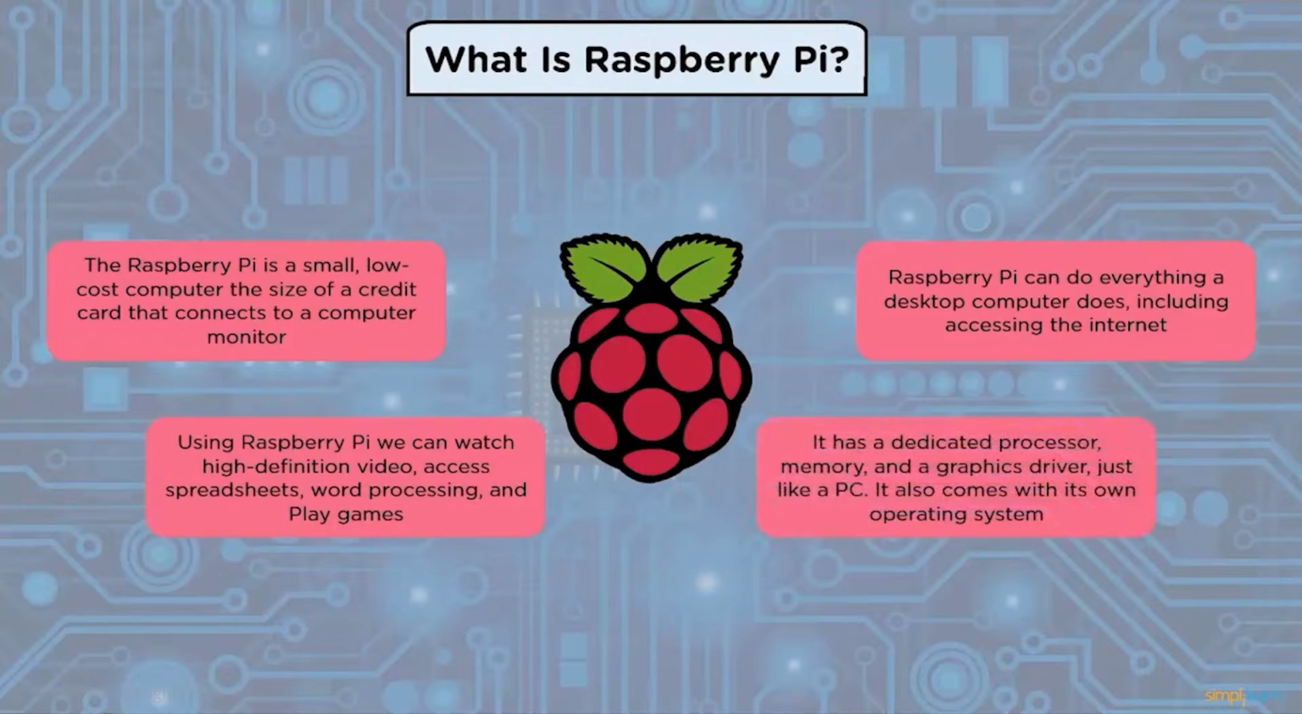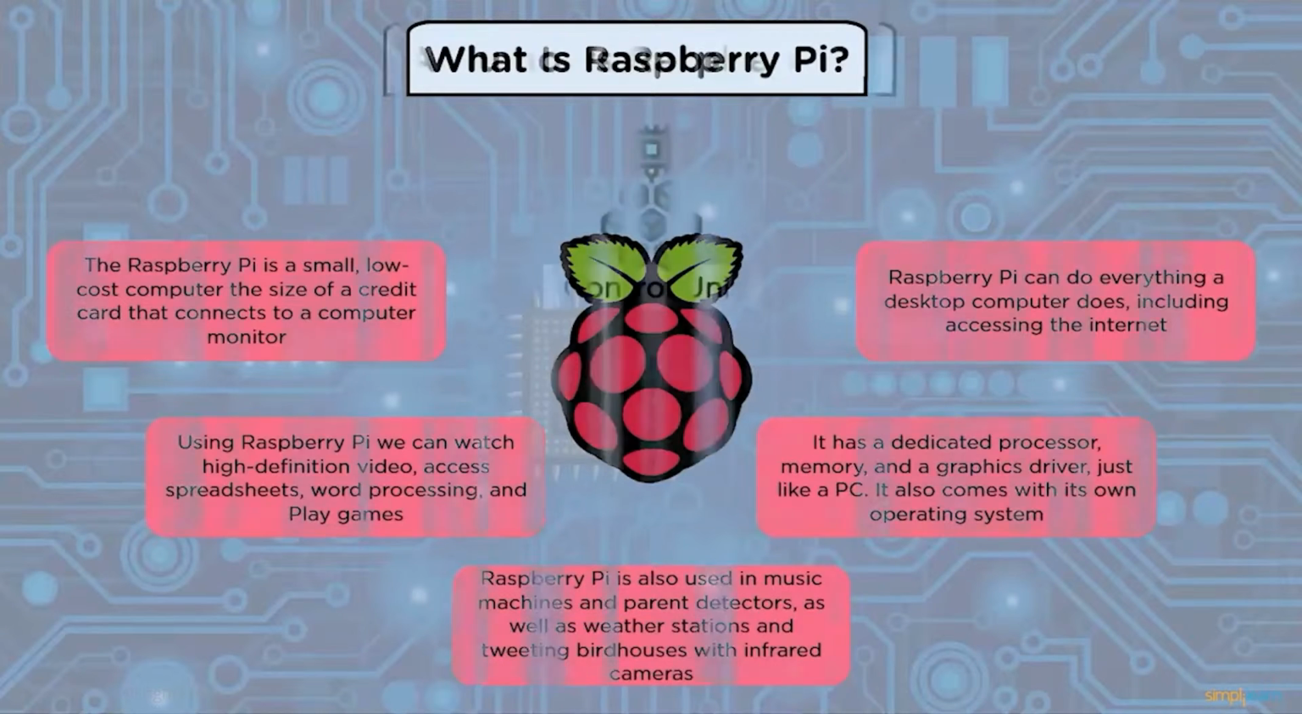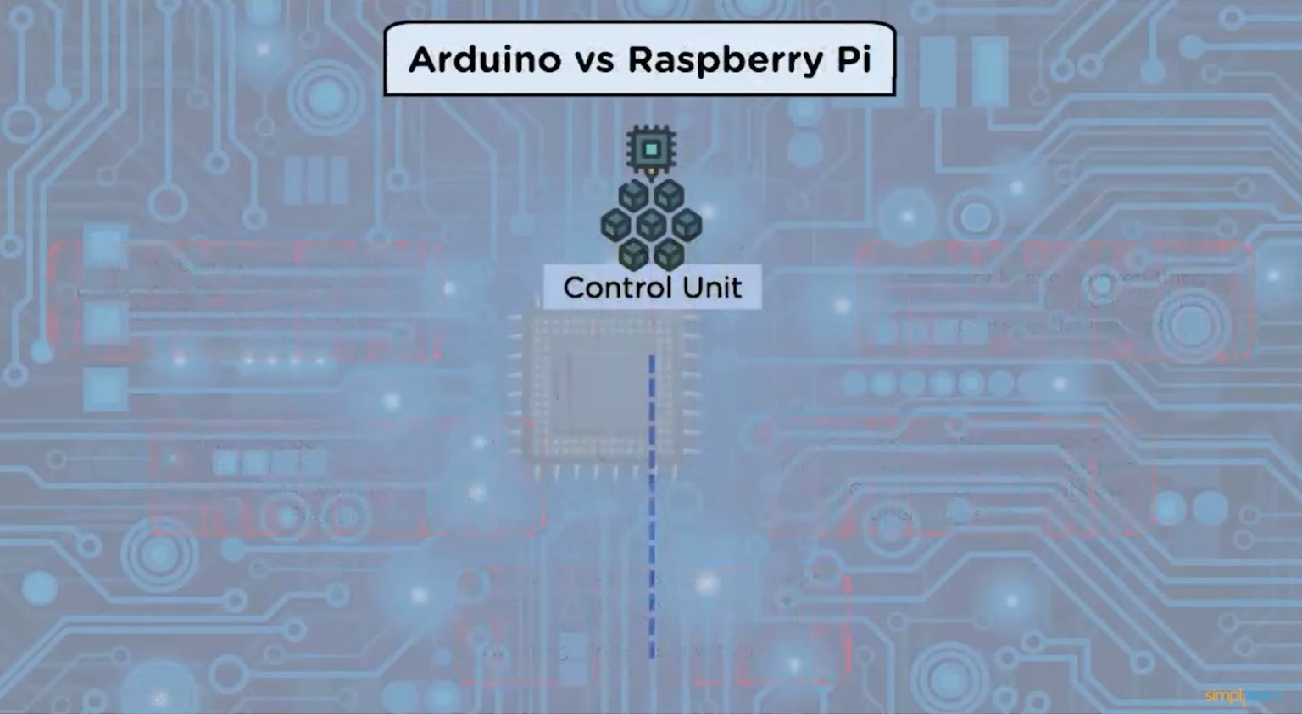Raspberry Pi has a dedicated processor, memory, and a graphics driver, just like a PC. It also comes with its own operating system, Raspberry Pi operating system, which is a modified version of Linux. Raspberry Pi is also used in music machines, parent detectors, as well as weather stations and tweeting birdhouses with infrared cameras. Let us look at the comparison between Arduino versus Raspberry Pi.